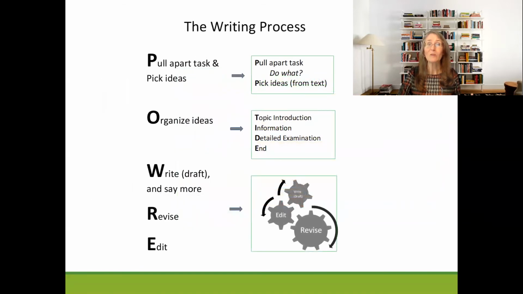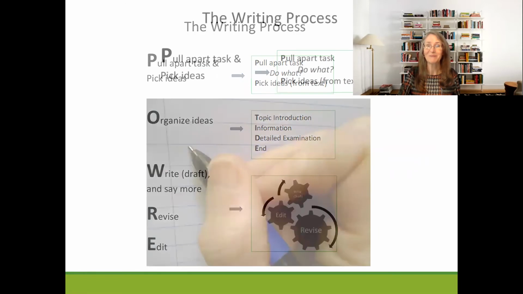Okay, so basically the writing process has 5 thinking strategies or thinking processes that writers move through in a fluid way, recursively, sometimes moving forward, then sometimes going back and redoing a prior strategy or step. And these thinking processes are that first you plan by pulling apart the task and picking ideas, then you organize your ideas, then you write, revise, and edit. So we'll go over each of these.